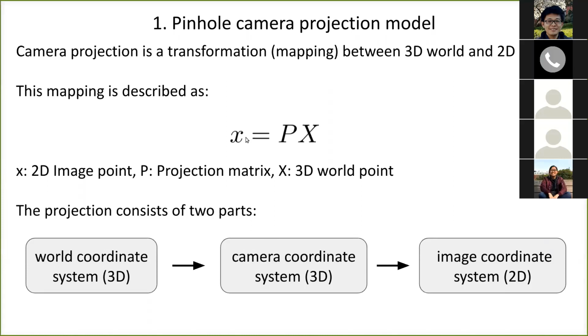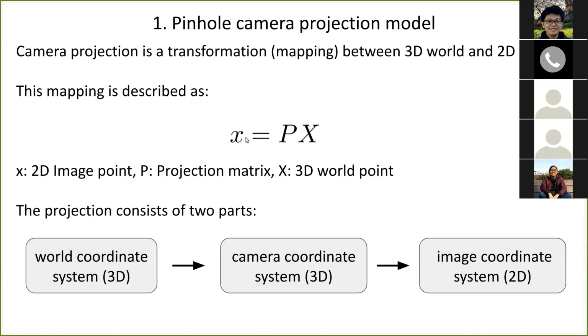So the pinhole camera projection model is actually a mapping of the 3D point in a 3D coordinate system, the world coordinate system, and then projecting this 3D point to the image coordinate system in 2D. So this is actually a mapping from 3D to 2D. But this mapping is actually not linear, since, as we will talk about later, there is some homogeneous coordinate stuff that prevents this from being a linear transformation or linear mapping.